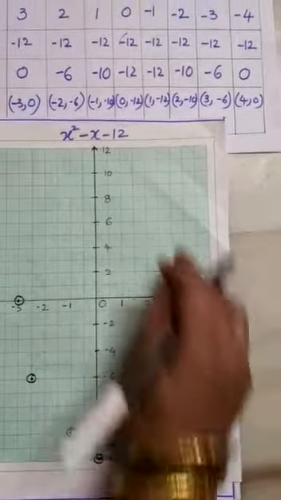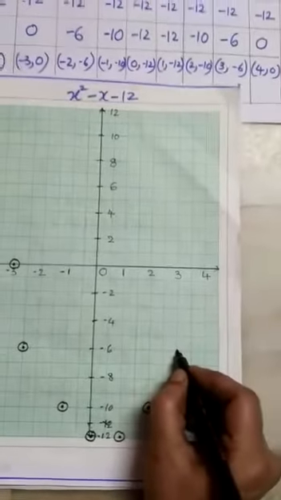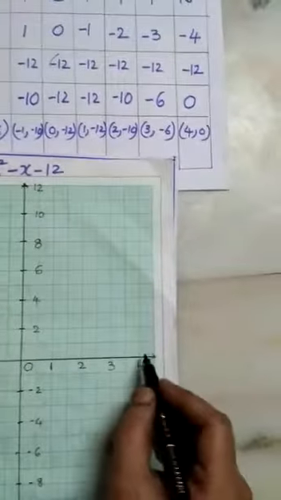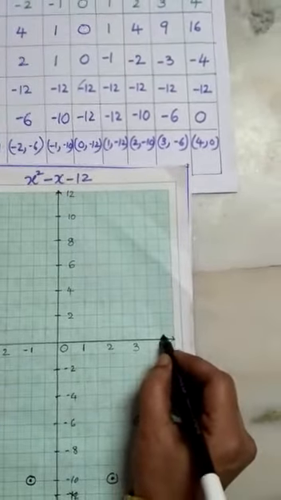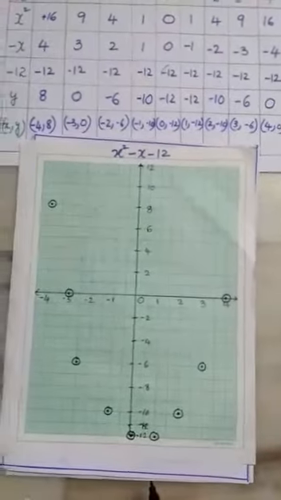Minus 10 point is here. Now, x is 3 and y is minus 6. The other point is here. Now, the last one is x is 4 and y is 0. y equal to 0 means you'll get a point on the x-axis. x equal to 0 means you'll get a point on the y-axis. Now, we have plotted all the points.